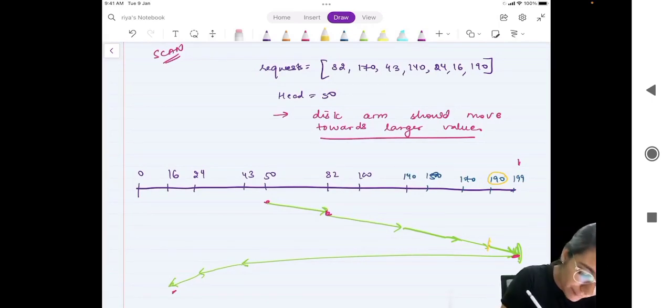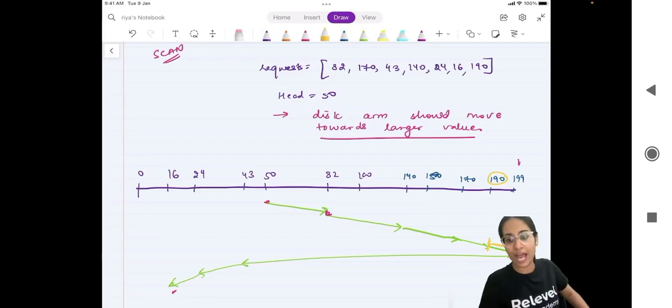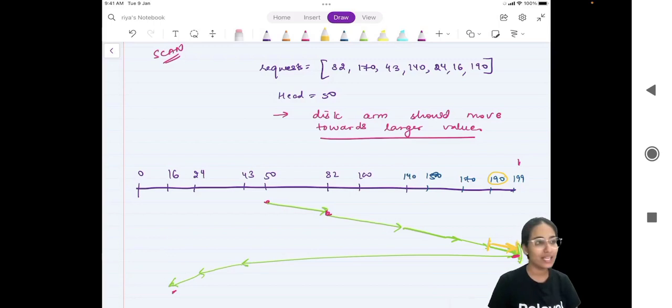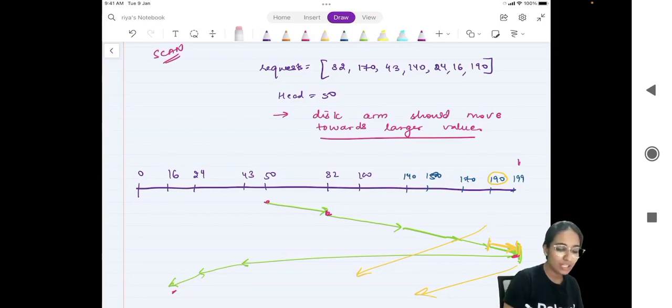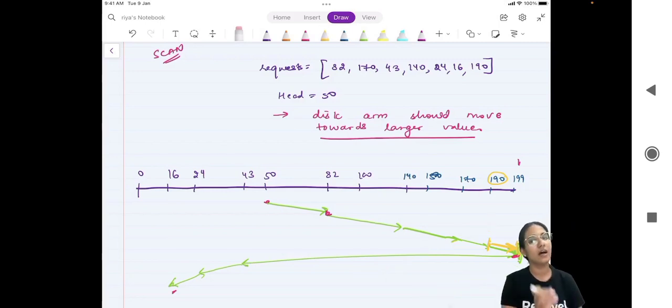Still I am basically doing this kind of processing, where I am going to the end of the disk. So what we do in LOOK is, instead of going towards the end of the disk, we go to the end of the last request, and simply turn from here instead. That's the only difference between SCAN and LOOK.